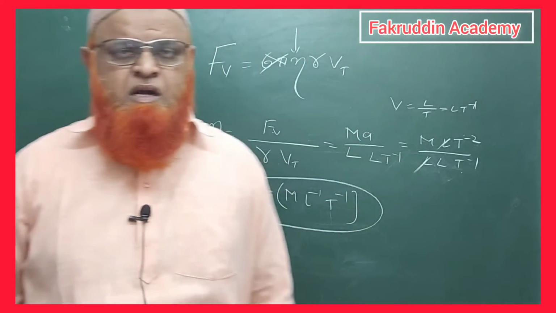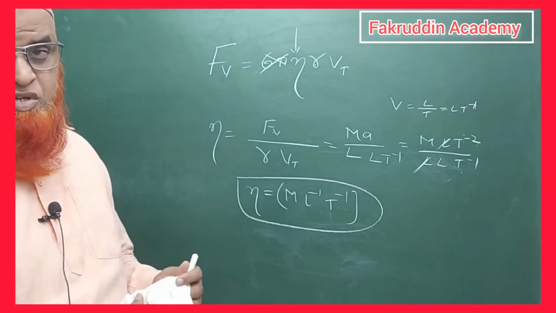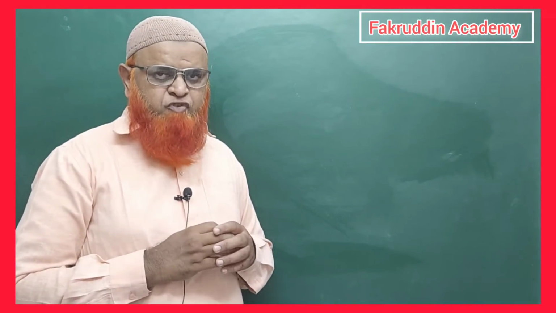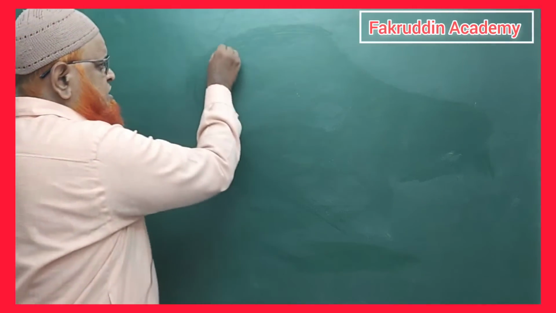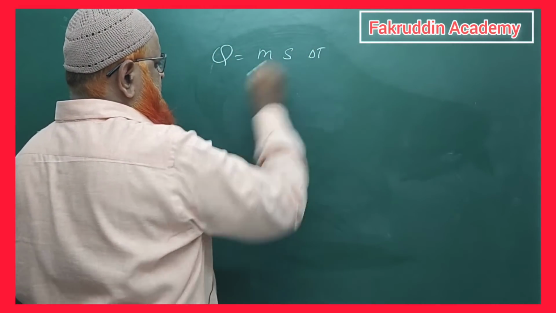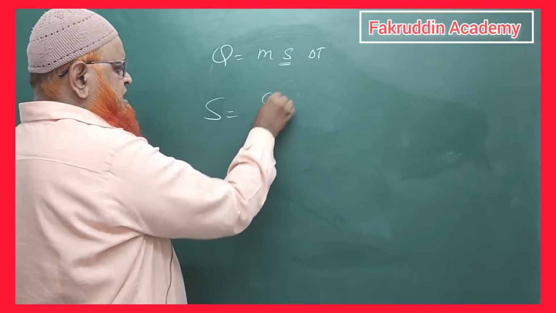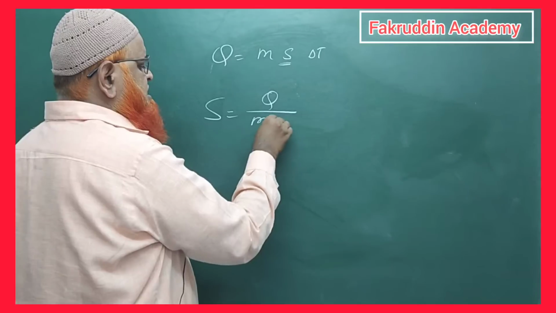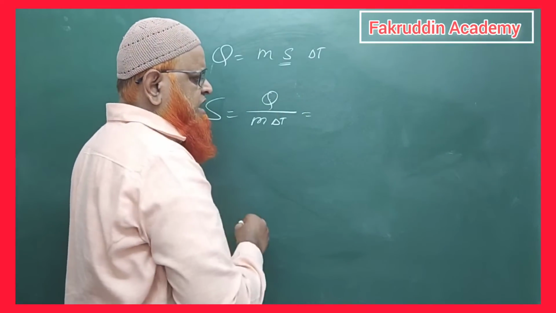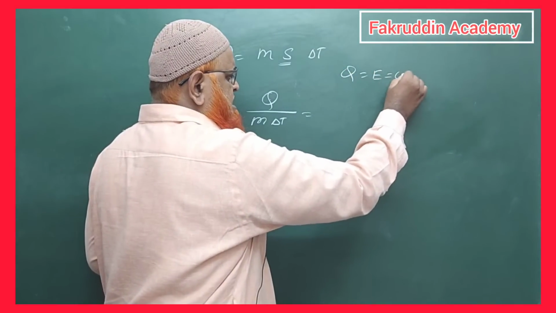Now let me try to find out the dimensional formula for one more physical quantity, which is specific heat. If you want to find this out, you should know one basic formula: Q is nothing but m s delta T. So you need to find out the dimensional formula for s. You will write this as Q by m delta T. Q is nothing but energy, or it can also be written as work.